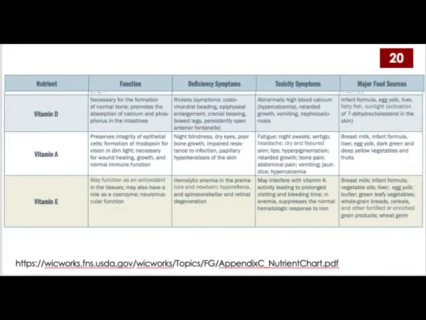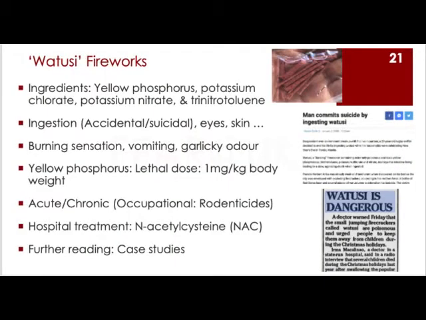So let's move on. So on watusi, it's actually a firework, but because it's small, it can be accidentally consumed, but it can also be consumed purposely for suicide, right? So it's dangerous because among all these ingredients, you've got something called yellow phosphorus, which is from the combustion as well. You only need a very small dose to be lethal, so that's why it's dangerous, right? It's just one mg per kg body weight.